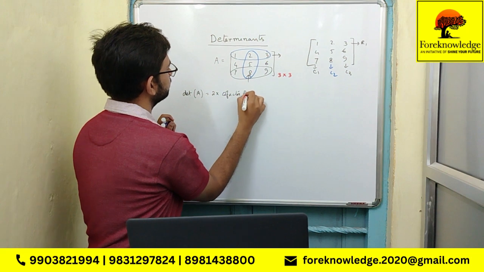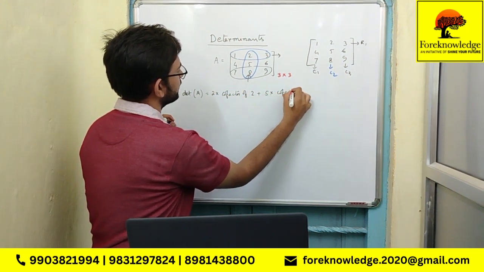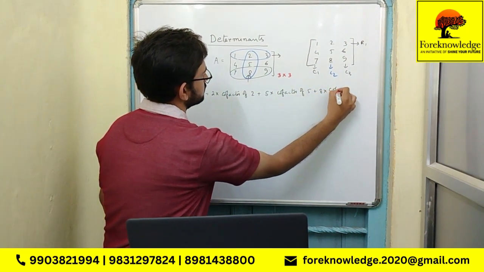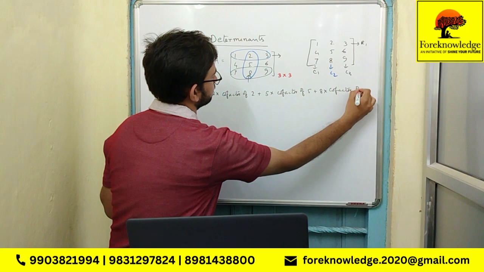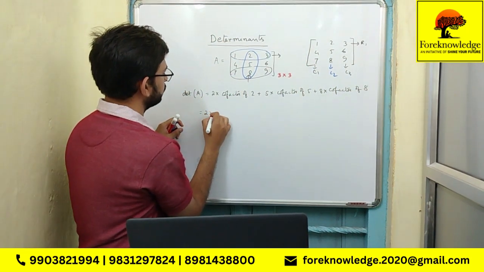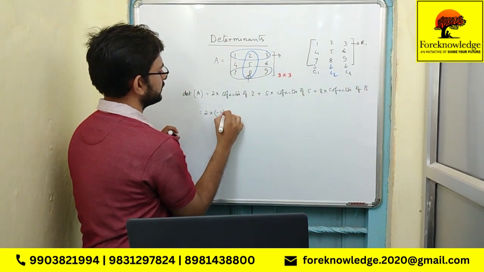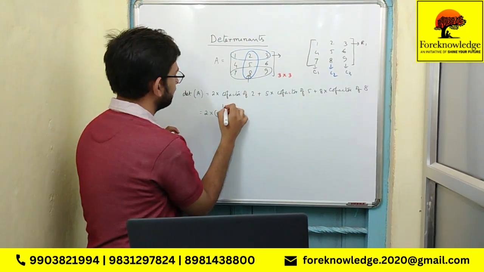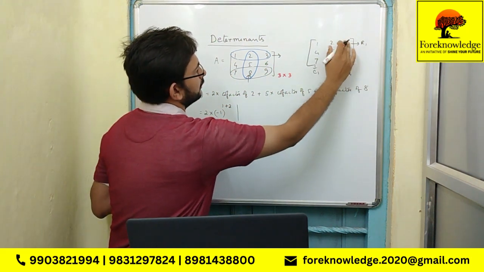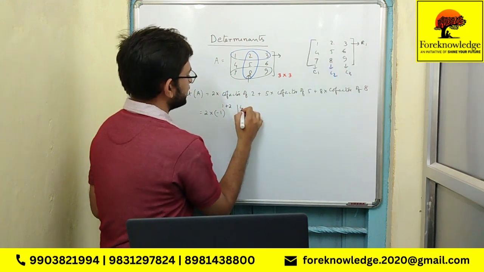cofactor of 2 plus 5 into cofactor of 5 plus 8 into cofactor of 8. How? 2 into 2 is present in first row, second column. So minus 1 to the power row number is 1 plus column number is 2 into subdeterminant. Remove first row, second column. So 4, 6, 7, 9 is remaining.